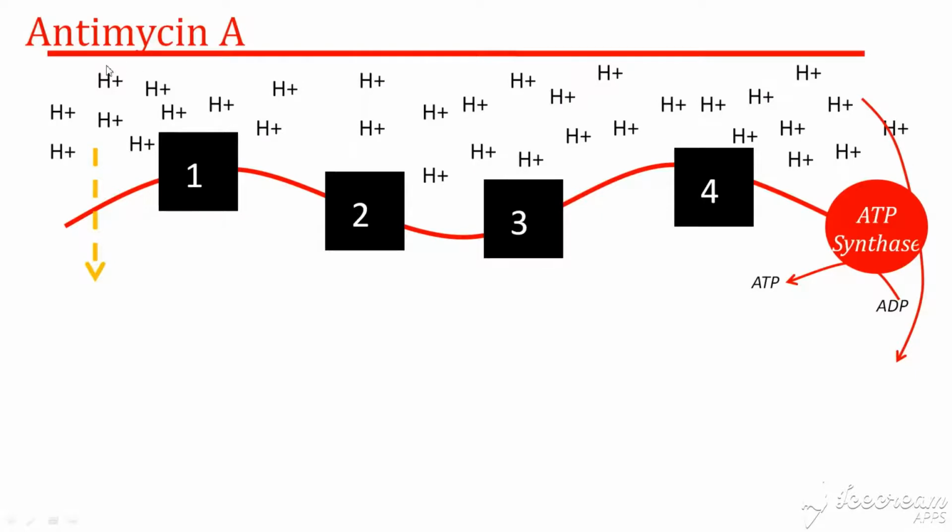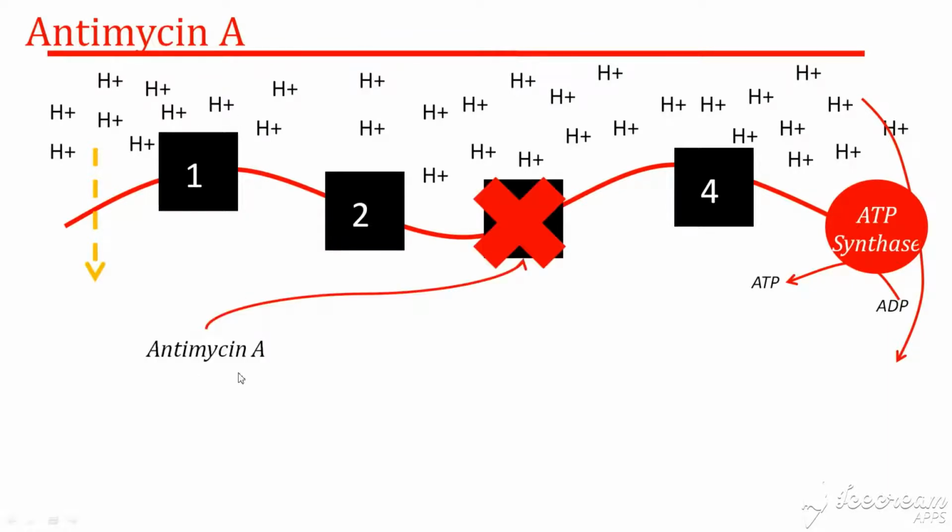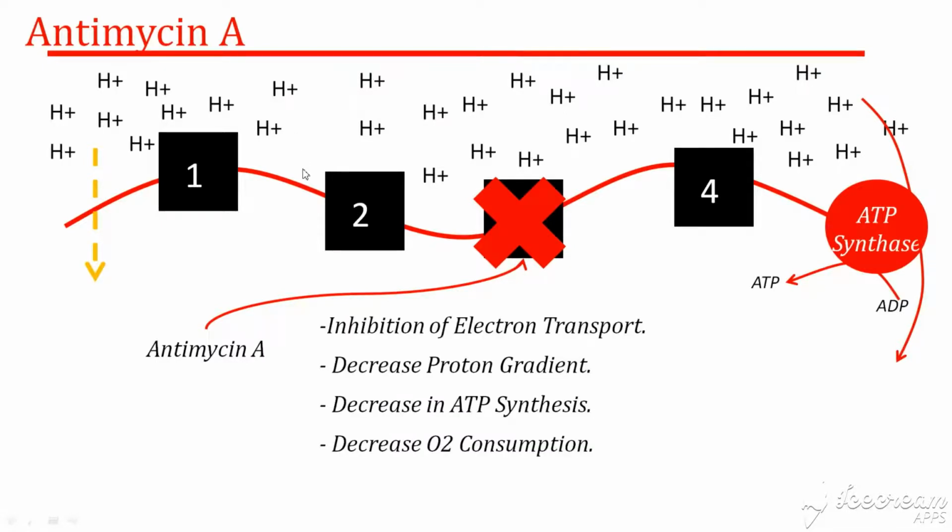The second drug is called antimycin A. So antimycin A used to be an antibiotic that was used. These days it's not used very much, and it's going to inhibit complex 3, and it's going to lead to the same effects as rotenone. So it's going to inhibit electron transport, it's going to decrease the proton gradient, decrease ATP synthesis, and decrease O2 consumption.